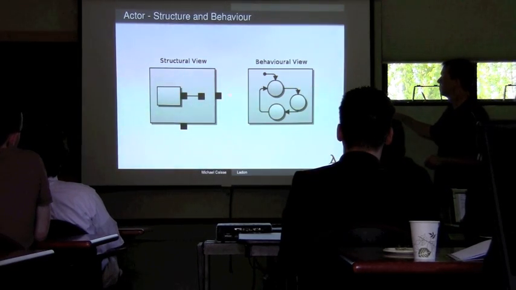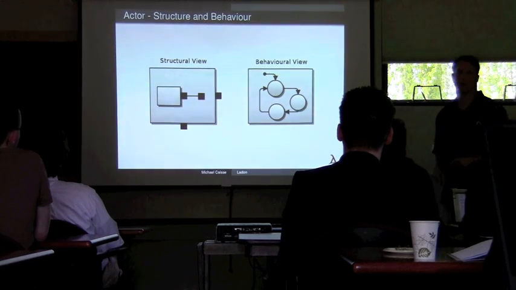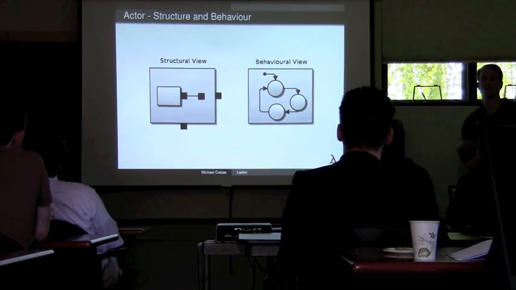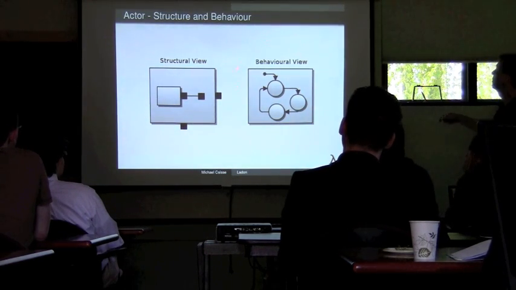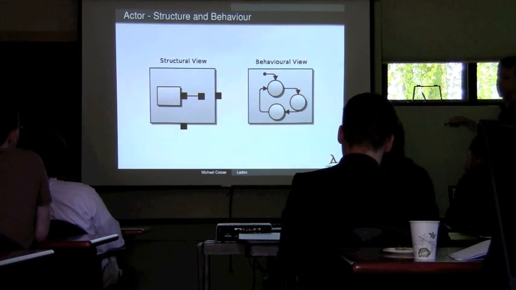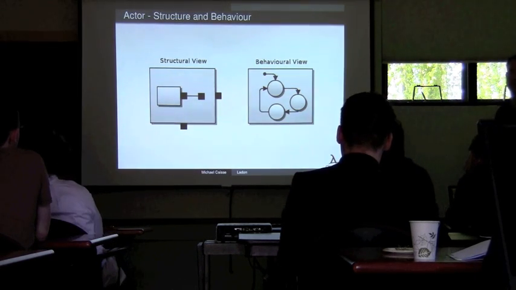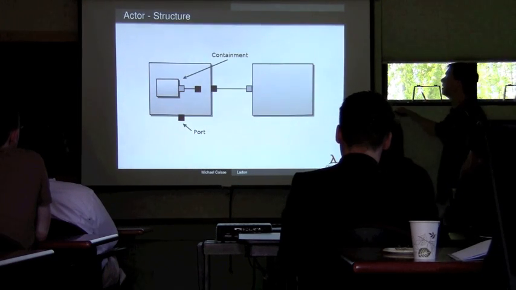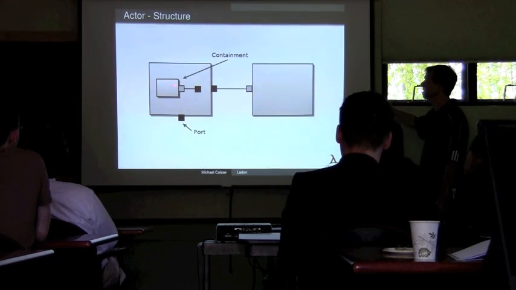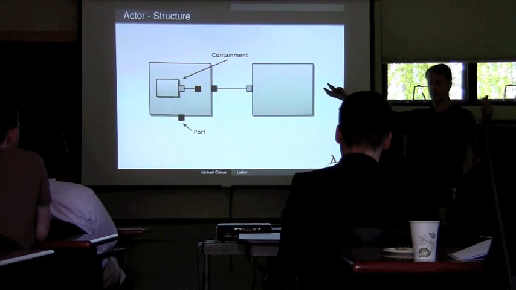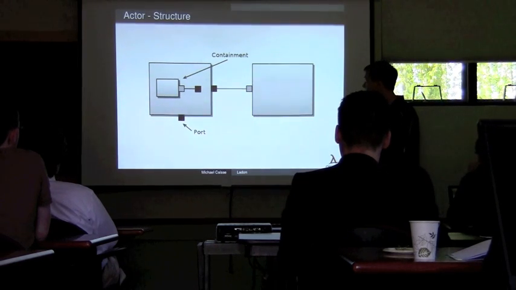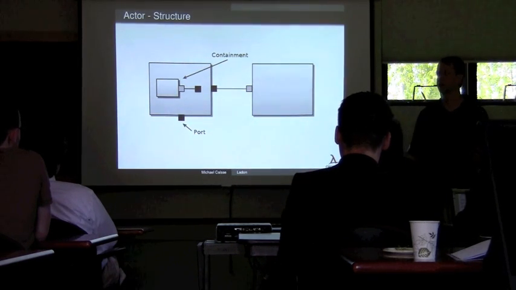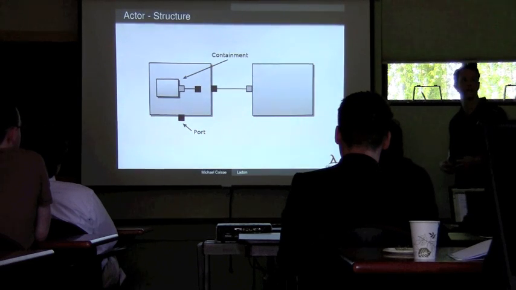and it describes ports. Ports are communication mechanisms. Behavioral views describe things that are going to happen over time. And we're going to describe those using state machines. So with our structure, we have containment. This actor can contain another actor, which can contain another actor, or contain several actors, a collection of actors that need to be coordinated somehow.